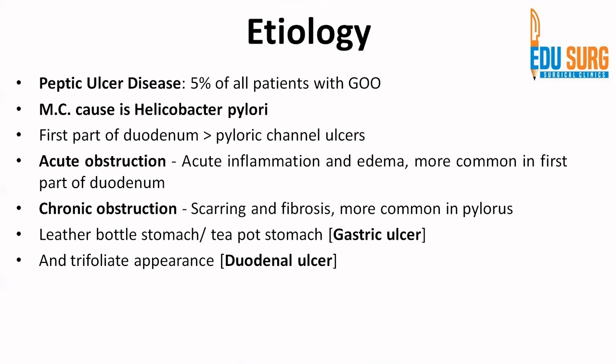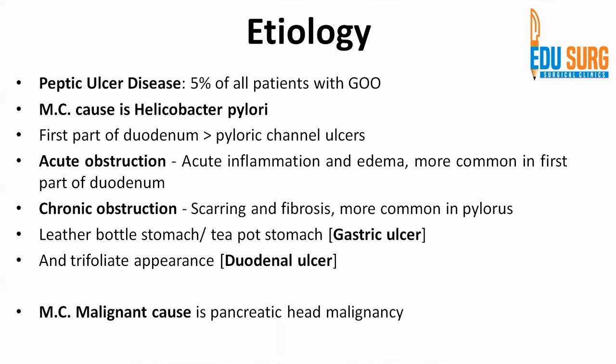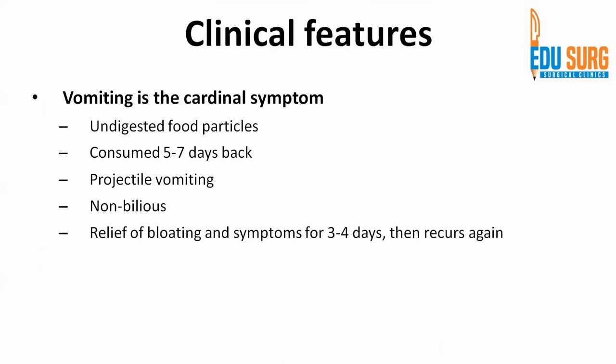Leather bottle stomach or teapot stomach, commonly asked multiple choice question, is seen in gastric ulcer, whereas a trifoliate appearance is seen in duodenal ulcer. Like we discussed, the most common malignant cause is pancreatic head malignancy.